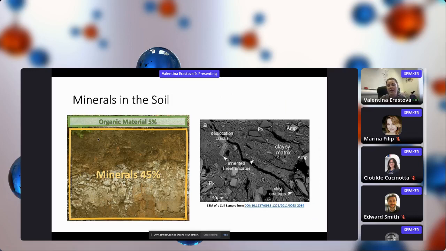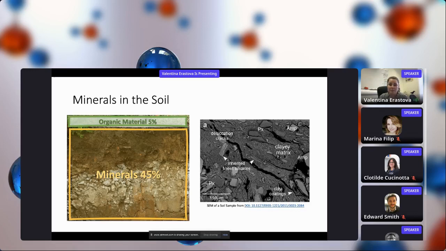Nevertheless, it's that coating part that we can see here surrounding all of the bigger sand and silt particles. It's coating everything. So it's actually what is interacting with everything else that ends up in the soil, such as various pollutants or something we'd like to keep there, fertilizers, etc.